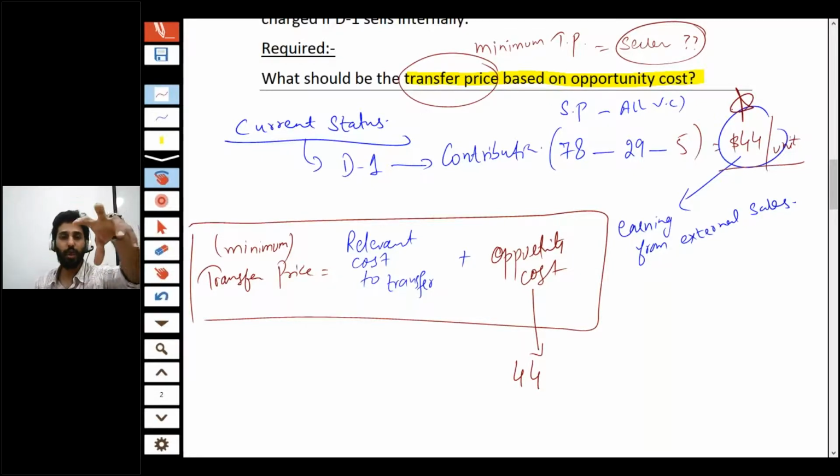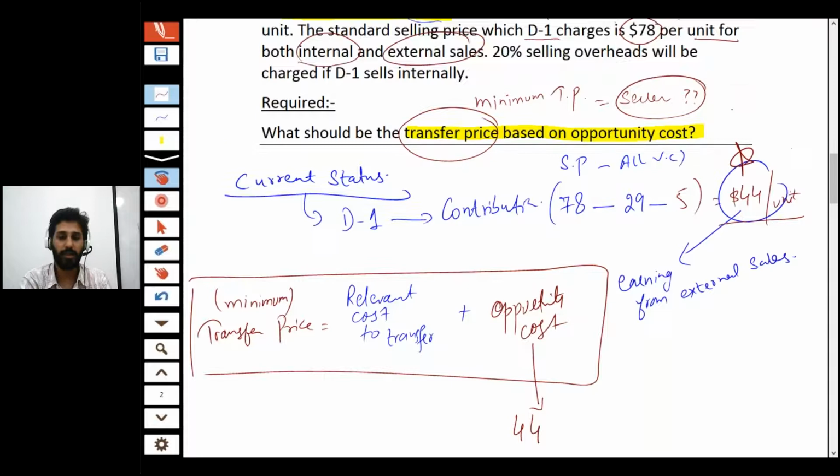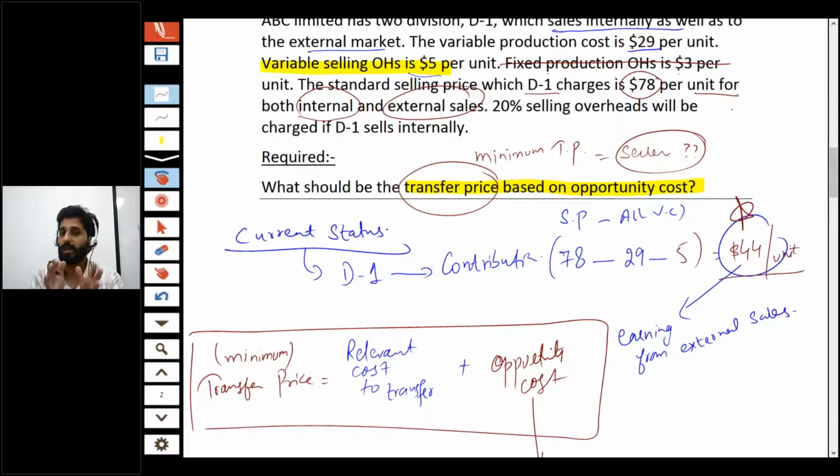This is the opportunity cost. This is the cost for you. If you will be selling this product to me, you will be losing the external sales. Now see, students, fixed cost is not relevant for the decision making. Whether you sell it to me or you don't, this fixed cost would be incurred anyway, because it's a fixed overhead, right? So it is the variable production cost that is relevant.